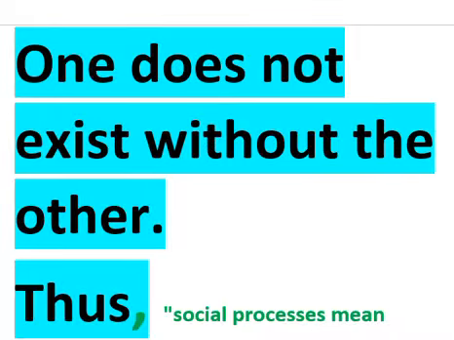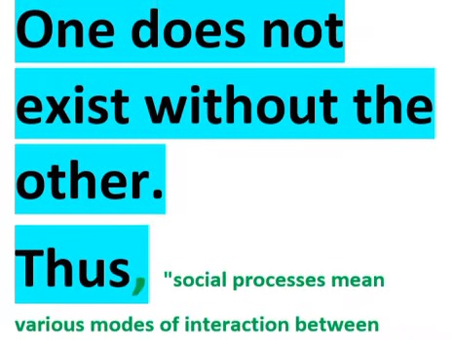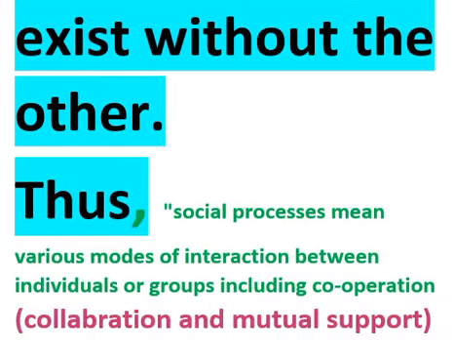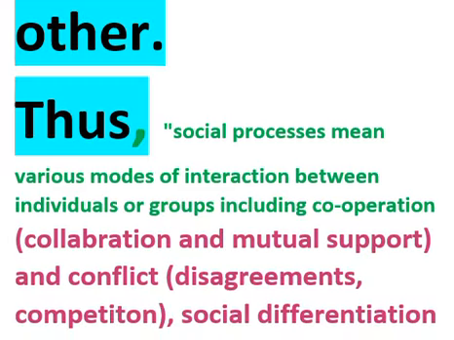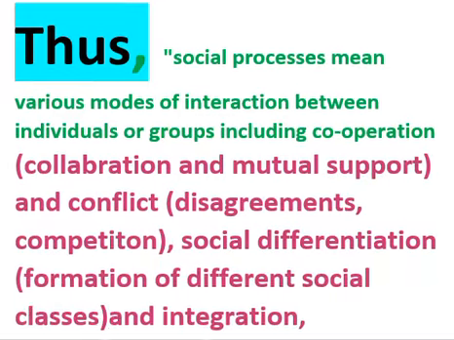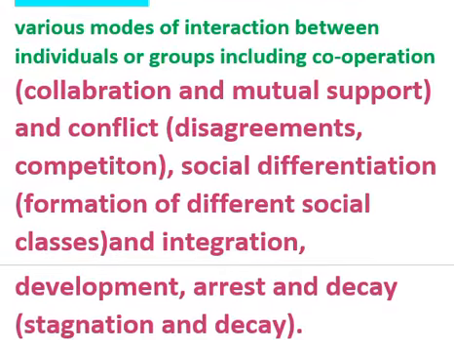Thus, social process means various modes of interaction between individuals or groups, including cooperation, collaboration, and mutual support. Cooperation means collaboration and mutual support. Another form of social interaction is conflict. Conflict means disagreements or competition. Another form is social differentiation, the formation of different social classes, and integration. That is also another kind of social interaction.